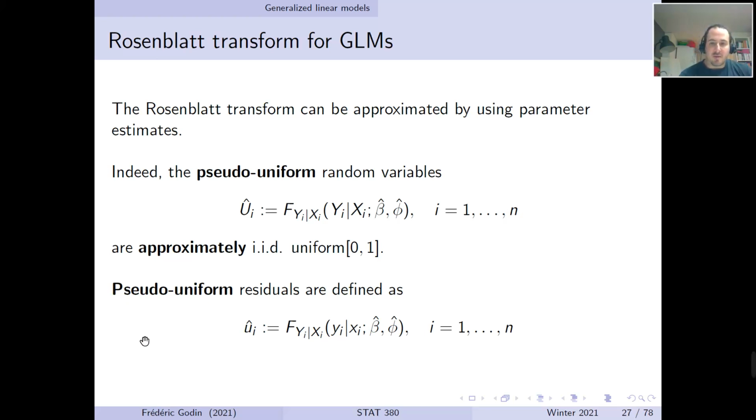So we'll define pseudo-uniform residuals according to the following formula. The i-th pseudo-uniform residual is obtained by applying the conditional CDF of the i-th response given the i-th predictors, evaluated at the i-th response in the data, where you use estimated parameters instead of the true ones because the latter are unknown in practice. If you have enough data and the data are indeed generated by your GLM, then these U hat i's should be approximately IID uniform 0, 1 variables. So if you want to assess whether the GLM provides a good fit to your data, you could test if these indeed come from IID uniform 0, 1s.